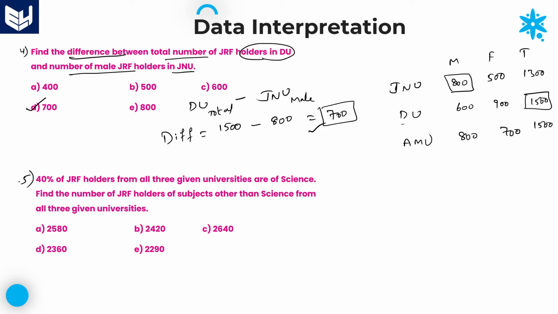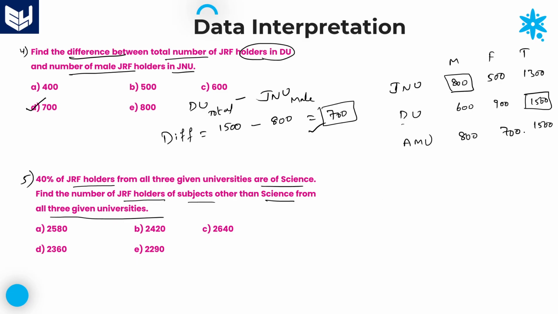Now look at the last question, that is the fifth one in this session. See here, 40% of JRF holders from all three given universities are science. Find the number of JRF holders of subjects other than science from all three given universities.